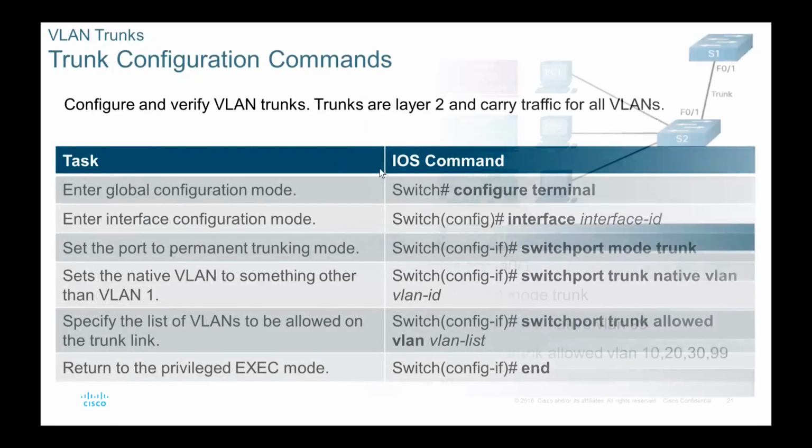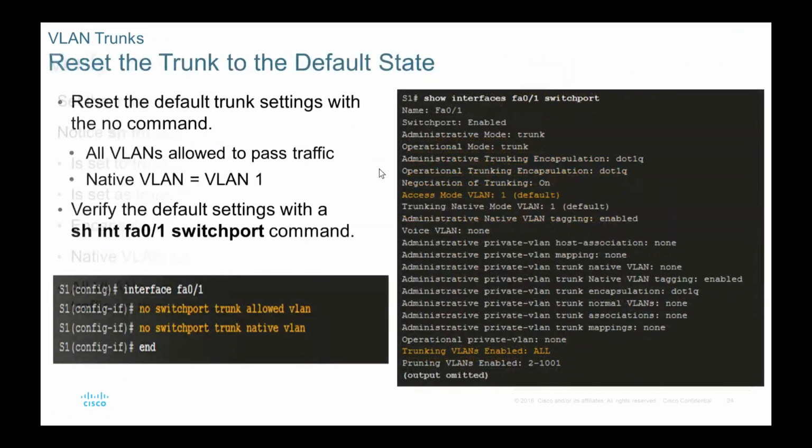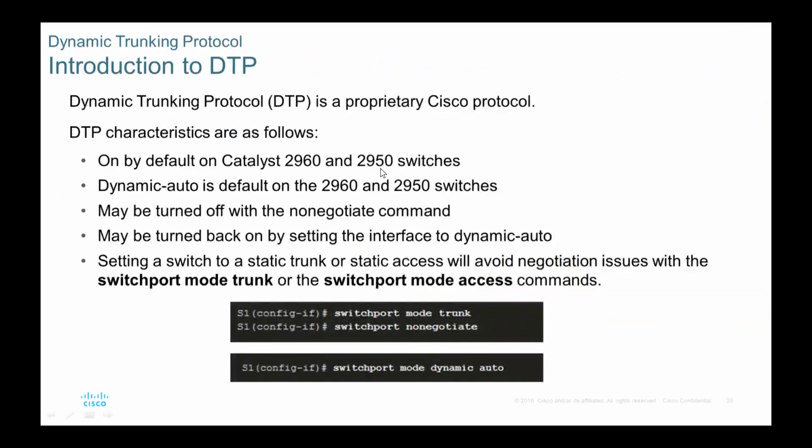Now, one more thing which you have to know is there is another protocol provided by Cisco, which is called the Dynamic Trunking Protocol, or DTP. Dynamic Trunking Protocol. Now, this works only on Cisco devices.